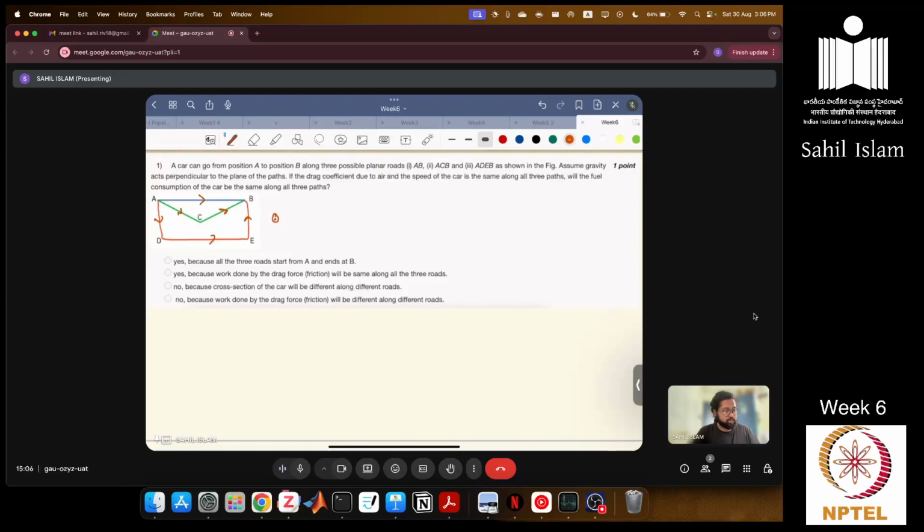If the drag coefficient due to air, so there is air resistance, and the speed of the car is the same along all three of the paths. So whatever direction you go, the drag is there and you enter with the same velocity. Will the fuel consumption of the car be the same along all three paths?